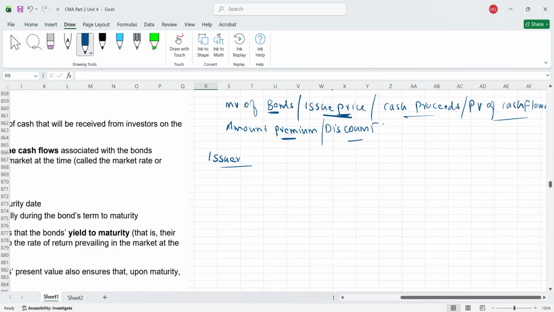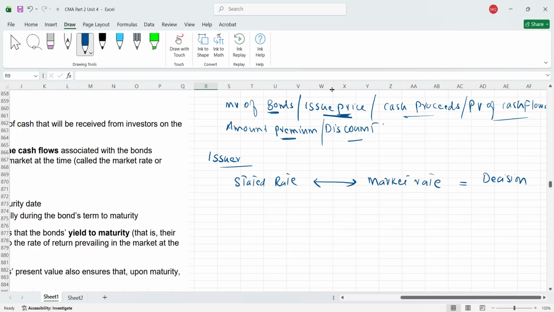How is the issue price decided from the issuer point of view? The first thing the issuer will do is compare two rates. He will compare the stated rate with the market rate, and then according to that he will take the decision. Okay, so here we go. What is the stated rate first? We need to understand.